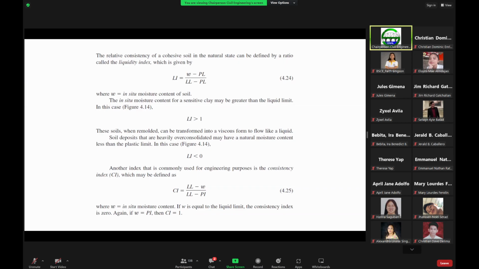So that's the liquidity index. This is a very useful parameter in assessing expansive soils, which we always put in our report.